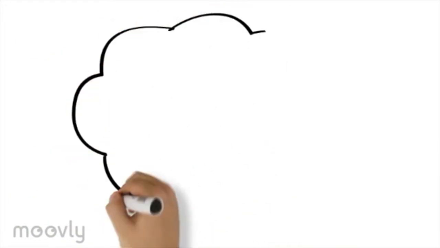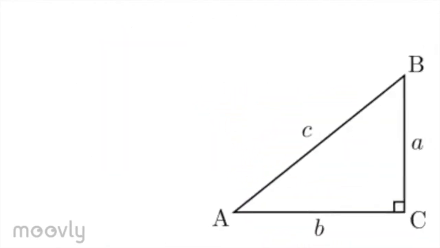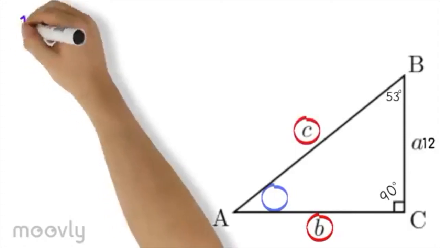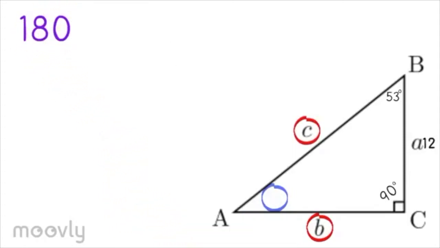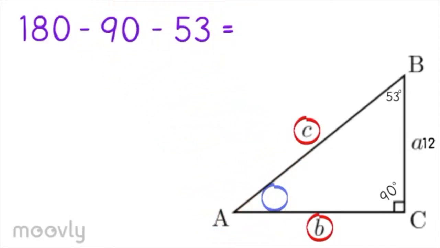Now your second example. You will have the same right triangle with the angles of 90 and 53 and the length of A, which is 12. You have to get the length of B, the angle of A, and the length of C. As well, we have to get your first angle by subtracting 180 minus 90 minus 53, which will be equal to 37, and you will have your 3 angles.